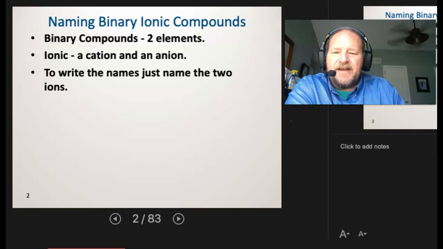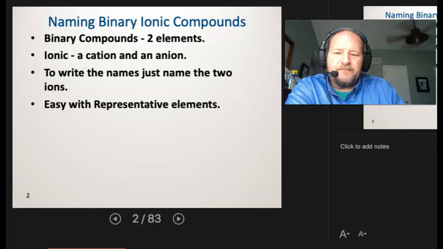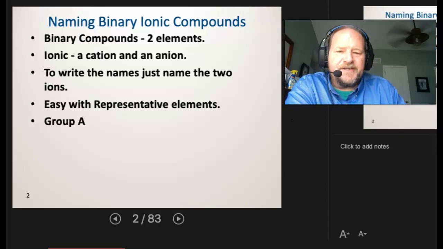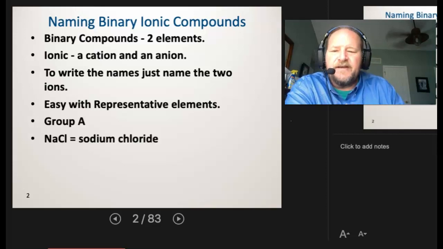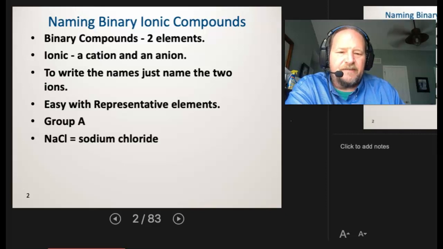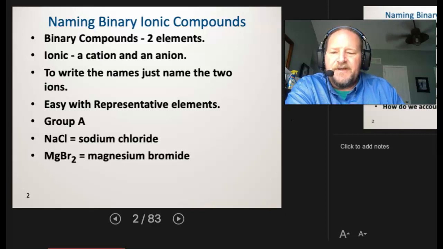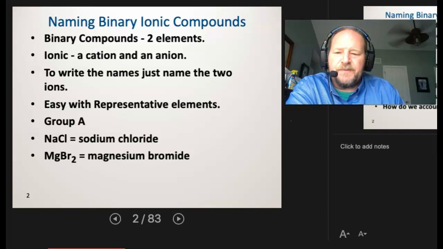Now, we're going to write the names just as we were writing the names of the 2 ions. So when it's representative elements, this would be straightforward and easy. If we're talking about group A, it'd be sodium chloride, NaCl. Now, MgBr2, following those rules, would be magnesium bromide. Now, you might have a question there, but what about that 2? It's MgBr2. How does that account for the 2?